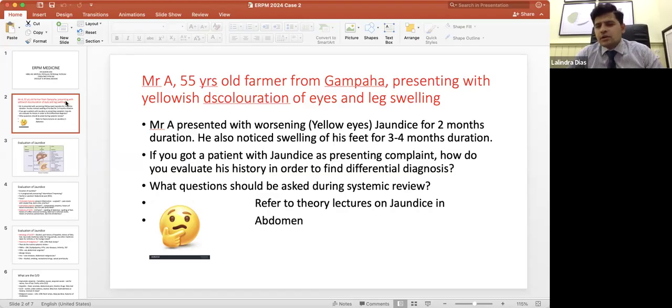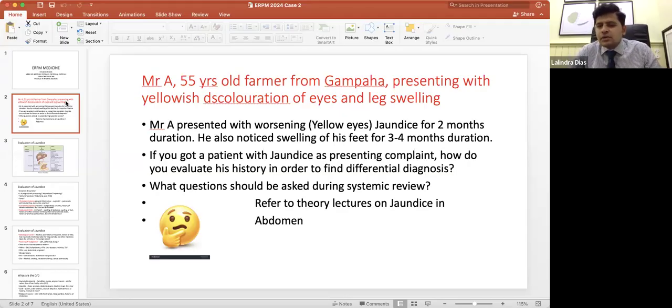So first, whether it's a surgical jaundice or medical jaundice. Very good. That's a very important thing. You have to find out whether it's surgical jaundice or medical jaundice in order to get a differential diagnosis. So what questions are you going to ask? You can use any language.